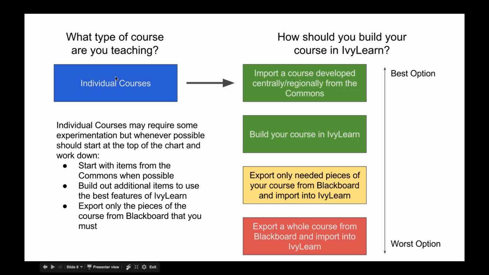But if you have an individual course, so a course that you're managing the content for, or you're a course mentor who's moving a statewide course, then you're going to have to fall into one of these three options: building your course from scratch, exporting only the needed pieces and then building the rest from scratch, or exporting the entire course and putting that into IvyLearn. And so we're going to jump over into IvyLearn and Blackboard at this point and show you what this process looks like.